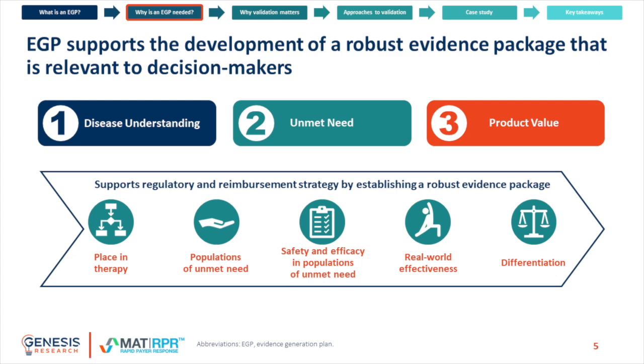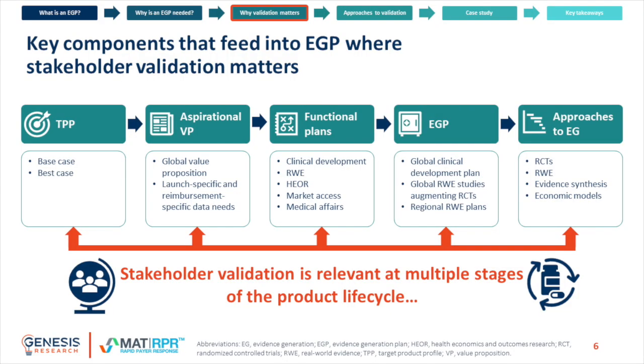Lastly, once the product is already in the market or at launch, it's really important to differentiate from whatever the standard of care is in the market. So when all of this is done in early stages of development, and you iterate on it based on insights which you're gathering, that's when you deliver a reimbursable file or you facilitate optimal access. Now, there are components that feed into EGP where stakeholder validation matters. And when I say stakeholder validation, it could be stakeholders from a payer perspective as well as from a clinician perspective.